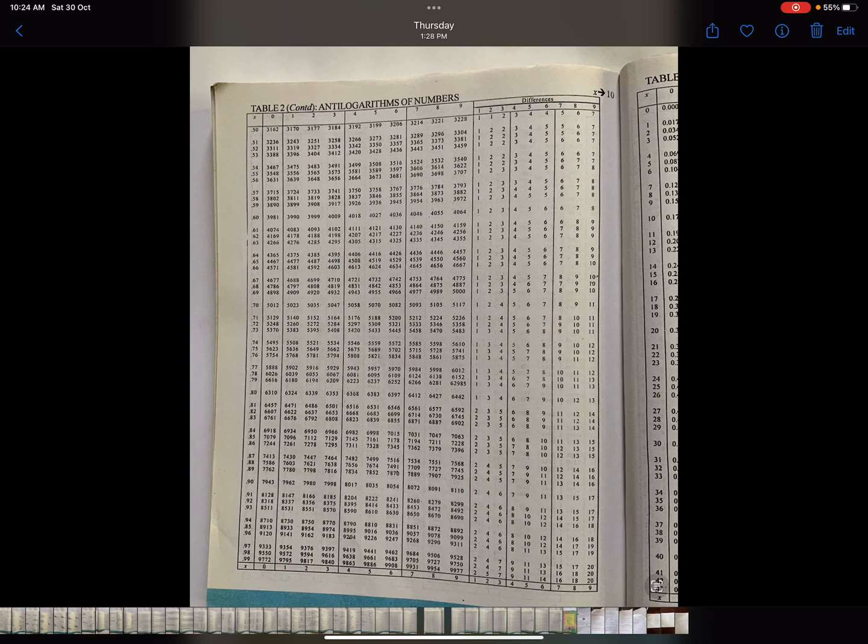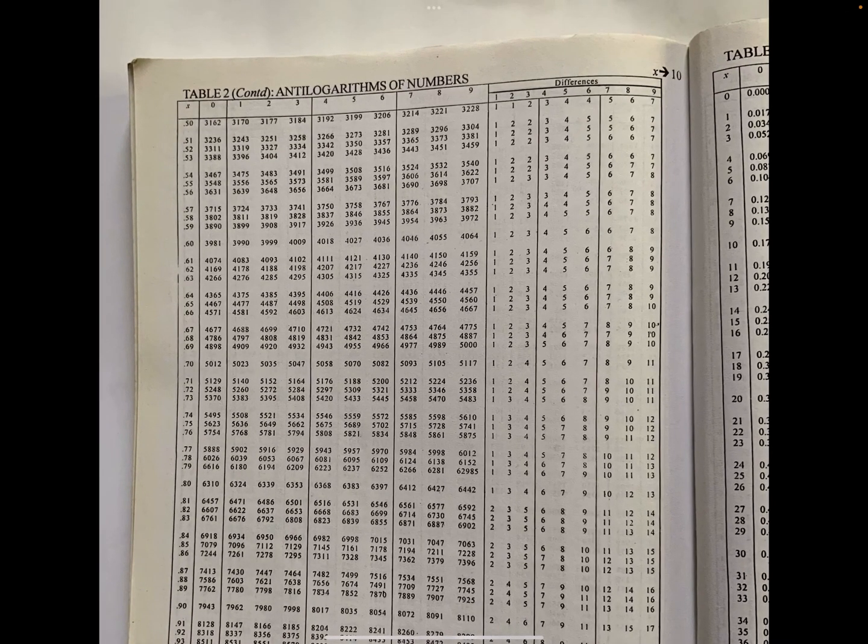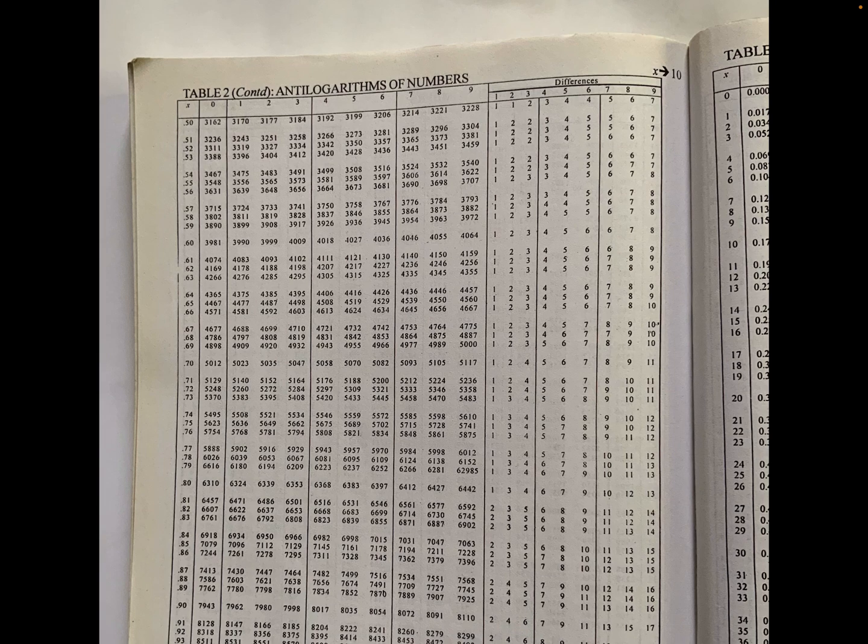Let's see. 64 under 3 is 4395. Difference 1. 4396. So what do you write? 4 points. That's the final answer. Okay, yes, 4.39.